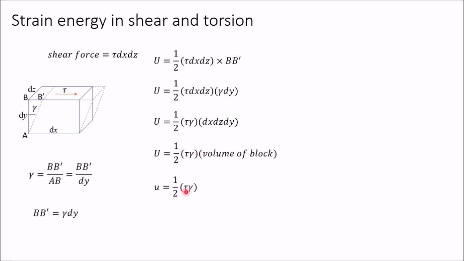Now we know the relation between tau and gamma: shear stress is proportional to shear strain. So tau is equal to G into gamma, where G is a constant, the modulus of rigidity. From this relation, if you put the value of tau as G gamma here, then you will get this value. Or if you put gamma equal to tau divided by G in place of gamma, you will get this relation. So these are the different forms of strain energy in shear.